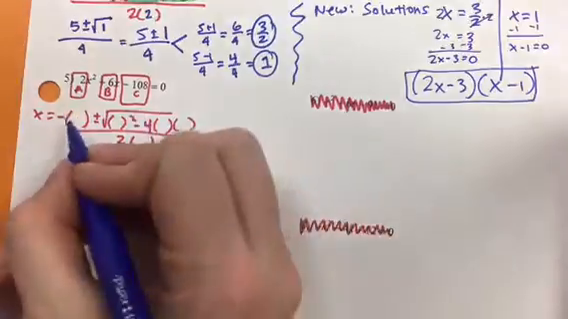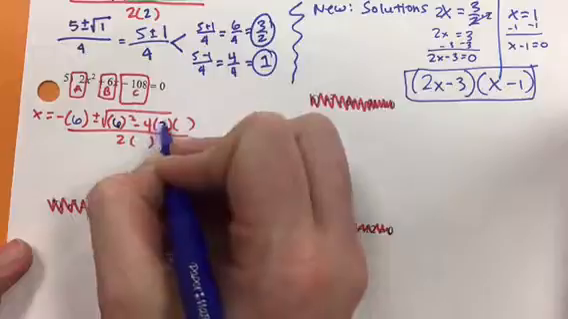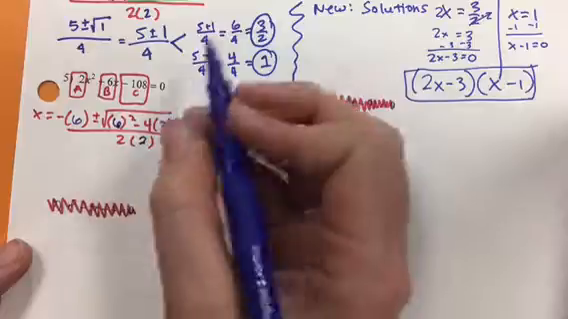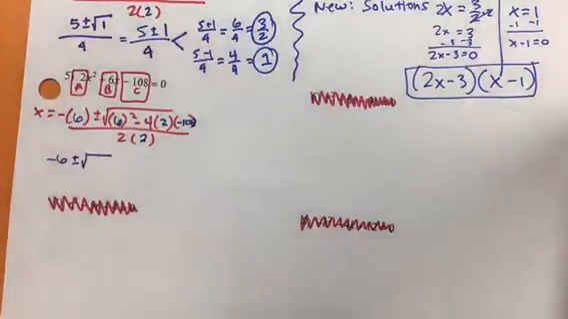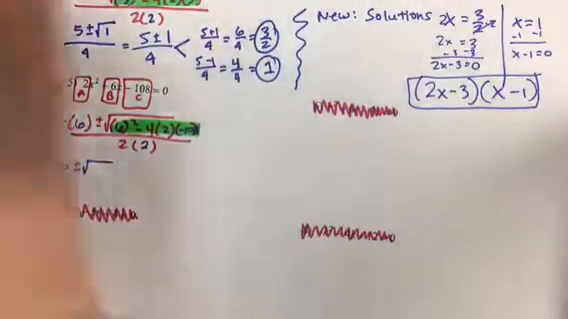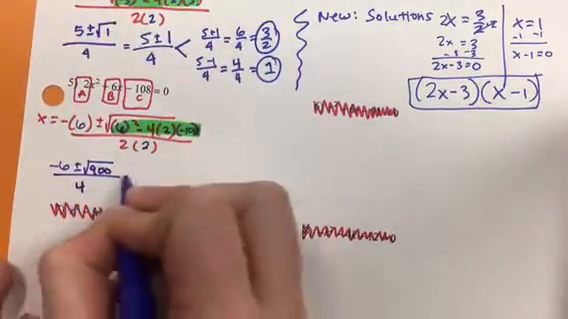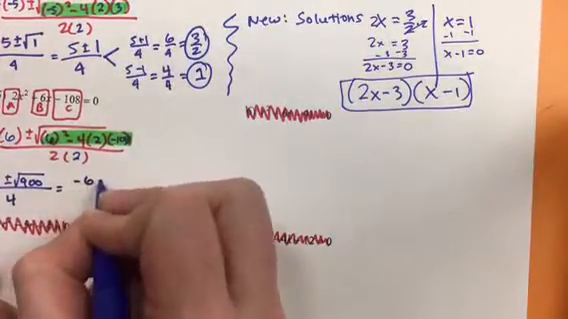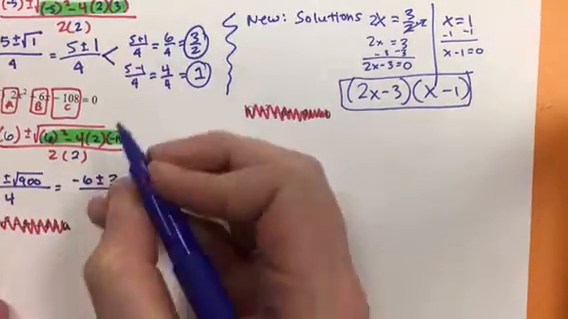Plug in the values and we get 6 and 6, 2 and negative 108, over 2a. Simplified, negative 6 plus or minus the square root. When I enter this into the calculator, I'm going to get 900 over 2 times 2 is 4, which equals negative 6 plus or minus the square root of 900, which is 30, over 4.